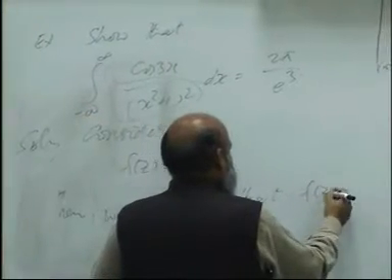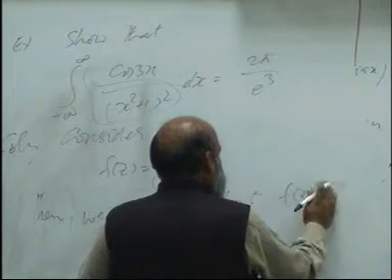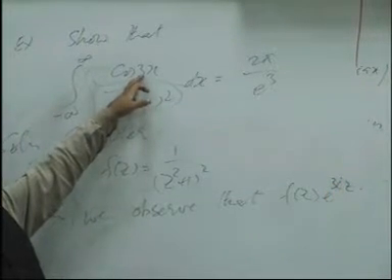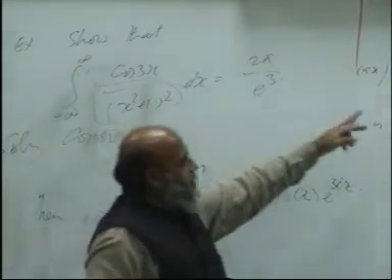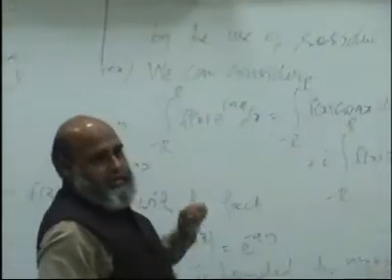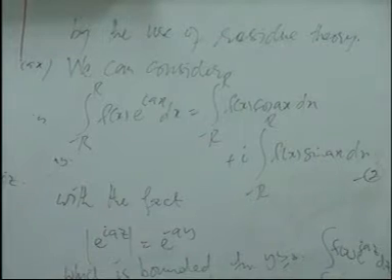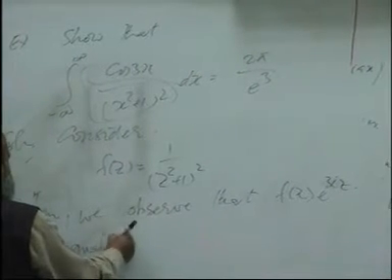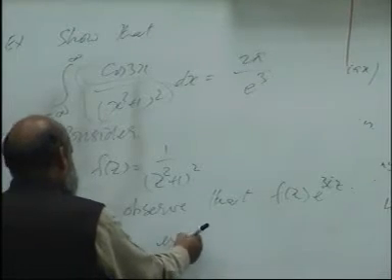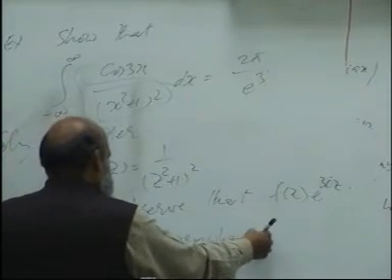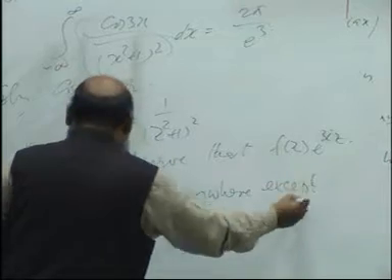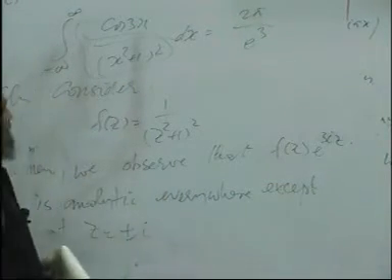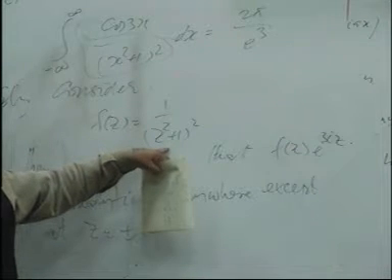f of z e power 3 iota z, because we are dealing with cosine 3, so we will go for this exponential 3 iota z. This is analytic everywhere except at z is equal to plus minus iota. Singular points for this.